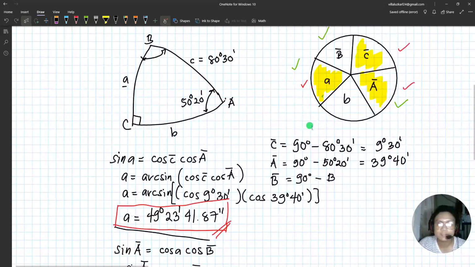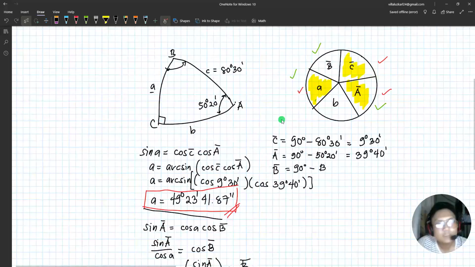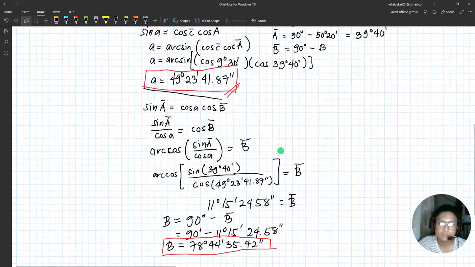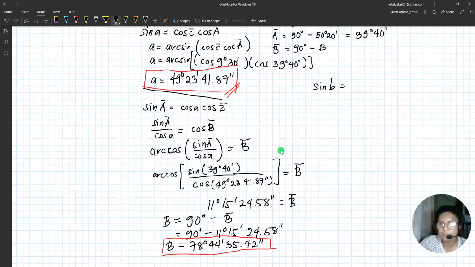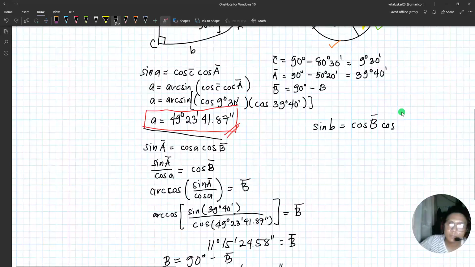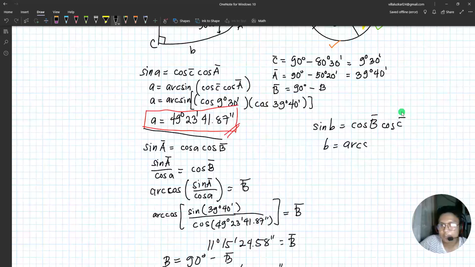Last, side B. Using the Sin-Coop rule again, if I choose bar B as the middle part, here are your opposite parts, bar B and bar C. So the solution: sine B equals the product of the cosines of bar B and bar C. So B equals the arcsine of cosine bar B times cosine bar C.